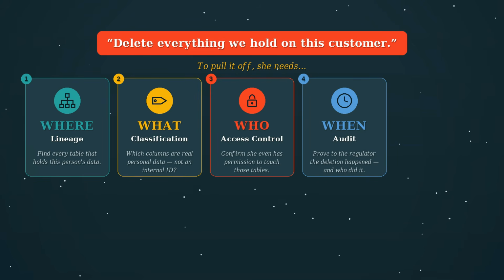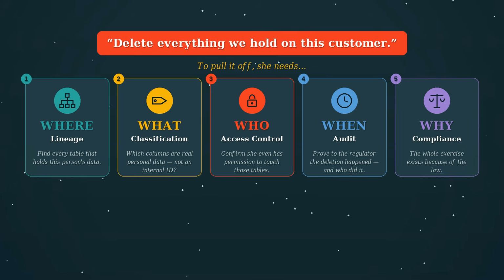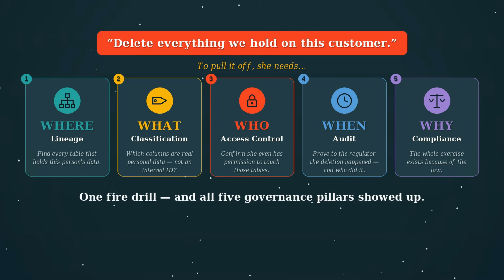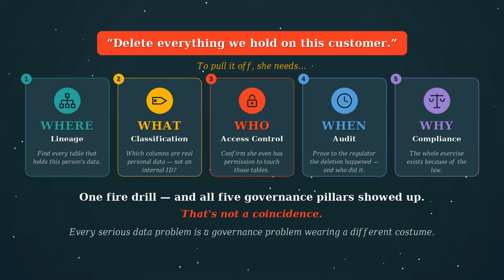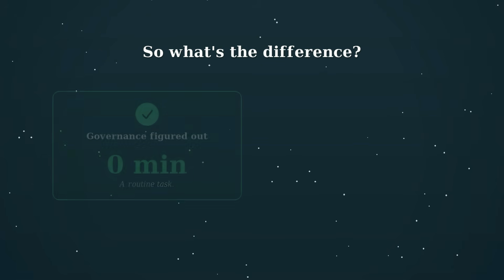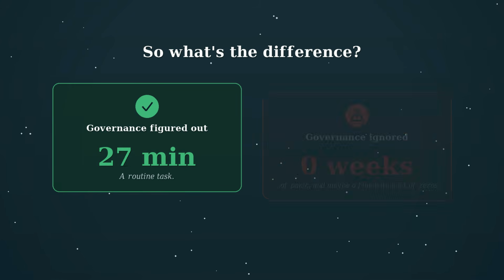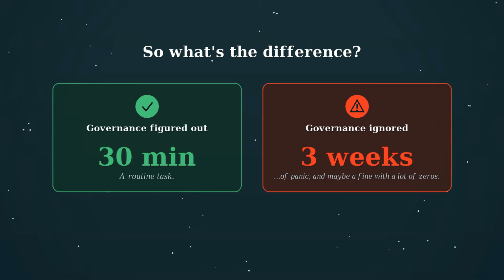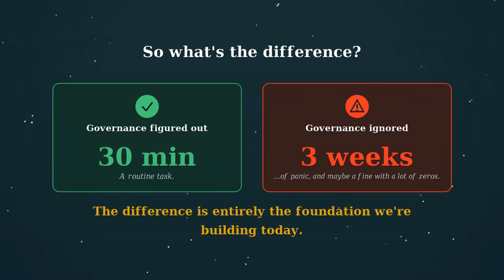And the whole exercise exists because of the why: compliance, the law. See what just happened? One real-world fire drill and all 5 governance pillars showed up. That's not a coincidence. Every serious data problem is a governance problem wearing a different costume. And here is the thing I really want you to internalize: companies that have governance figured out turn that Friday request into a 30-minute task. Companies that don't, it's a 3-week panic that sometimes ends in a fine with a lot of zeros. The difference is entirely the foundation we are building today.